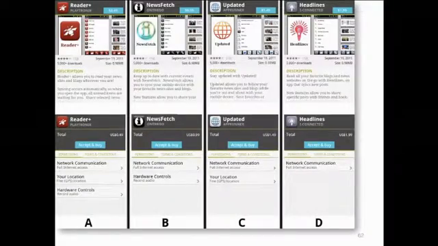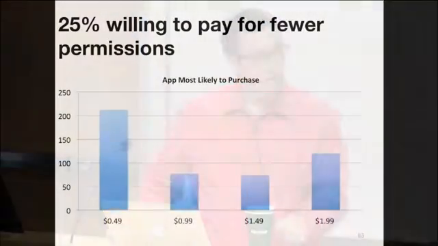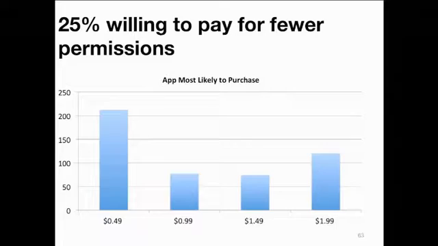So the task looked like this. Again, these are fictitious apps. They look different, so the names are different. The manufacturers are different. The prices, the descriptions and the screenshots are all different, but we counterbalance these. So what we really did was control for just the price and the permissions. And we found that 25% of our participants stated a willingness to pay more money for fewer permissions.